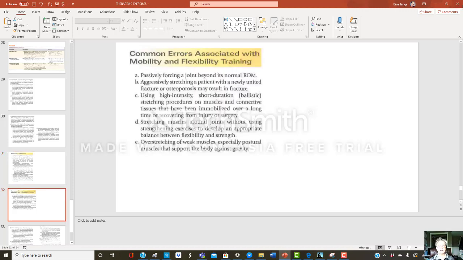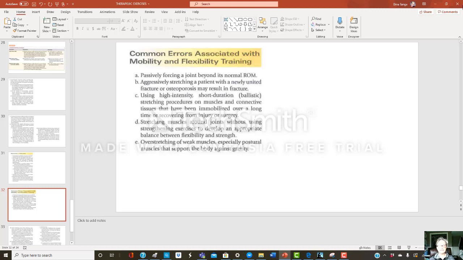Common errors associated with mobility and flexibility training. Passively forcing a joint beyond its normal range of motion. Aggressively stretching a patient with a newly united fracture or osteoporosis can result in fracture.